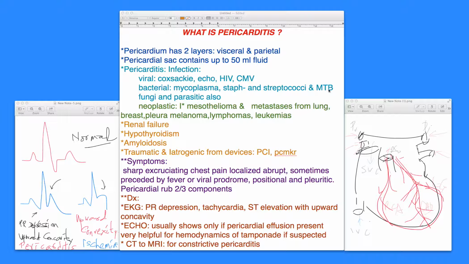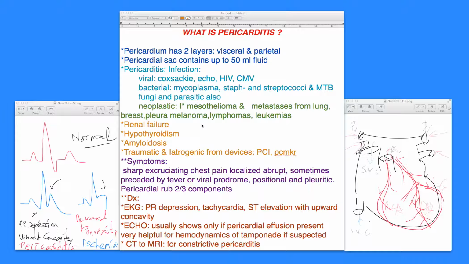And Mycobacterium tuberculosis causes the hugest of the hugest pericardial effusions we have seen, or even constrictive pericarditis, which we will talk about at a different time. So Mycobacterium tuberculosis is present in some of the largest effusions one sees, specifically in developing countries where tuberculosis is still very prevalent. Fungi and parasitic causes, just to complete the list, are rarely present and obviously only in certain endemic areas.